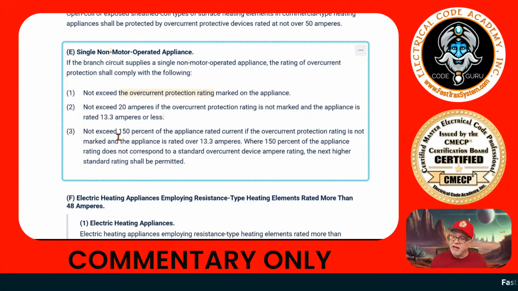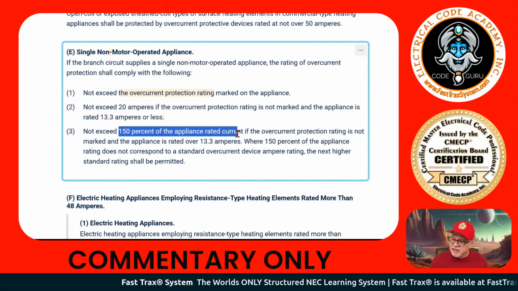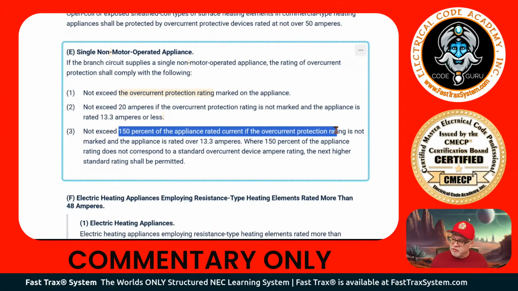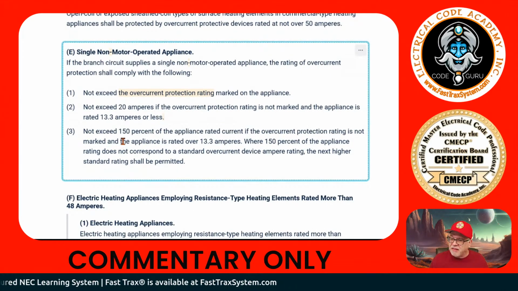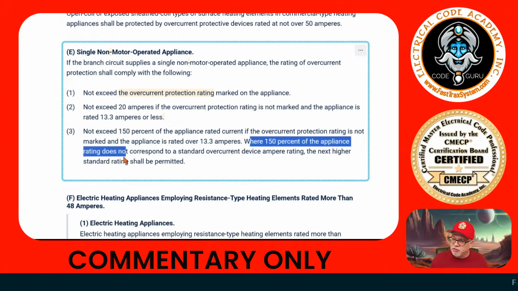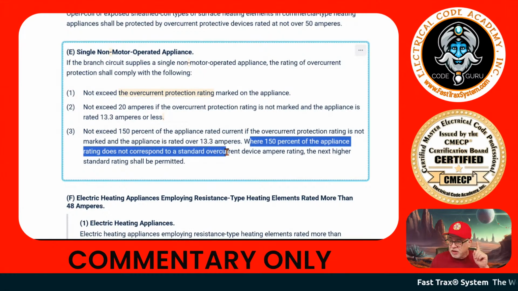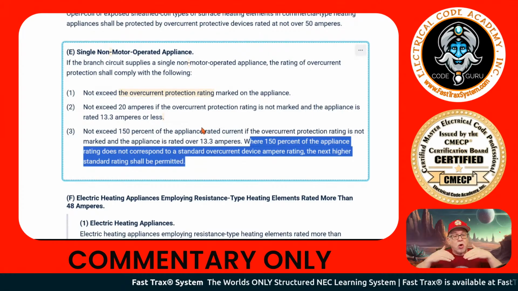Item number 3 says, not to exceed, there's your maximum, not to exceed 150% of the appliance rated current if the overcurrent protection rating is not marked, and it was not marked, we calculated it out, and the appliance is rated over 13.3 amperes. Where 150% of the appliance rating does not correspond to the standard overcurrent device rating, the next standard size can be used. Okay, it's permitted to go up to the next standard size.